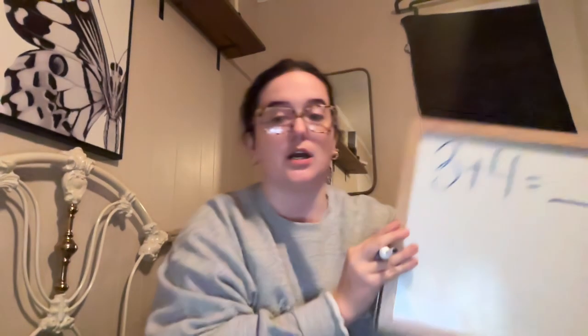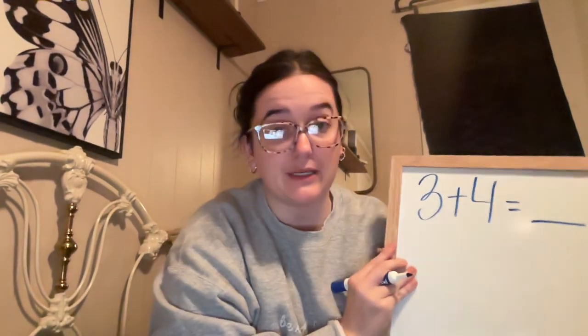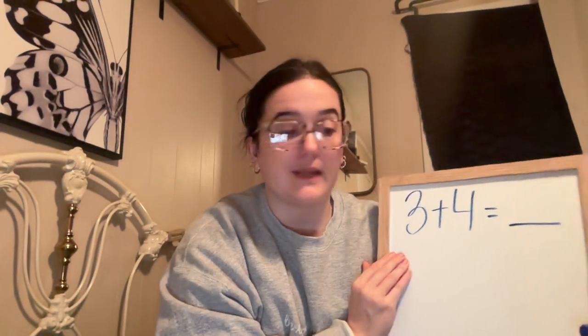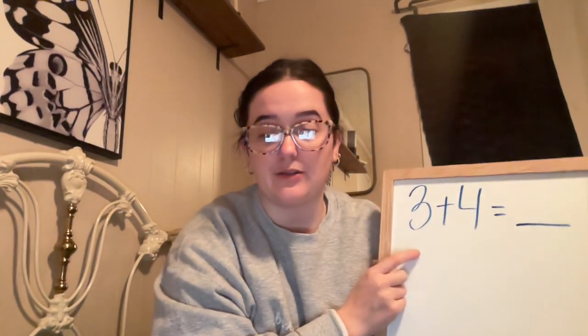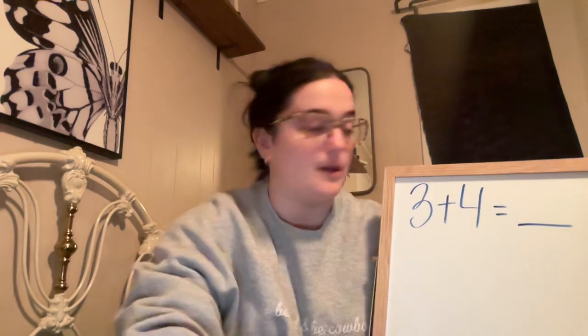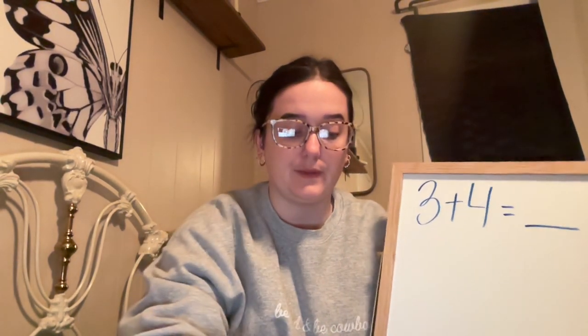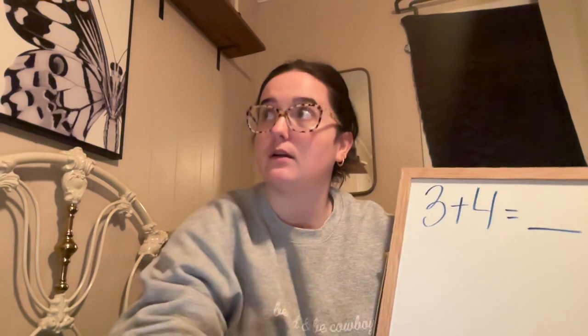Perfect. Now let's do one more. Somebody read me what their card says. All right, we have 3 plus 4. Good job. All right, we have 3 plus 4. So, what's our first step? To count our first number in our cereal friends. Good job. So we have 1, 2, and 3.